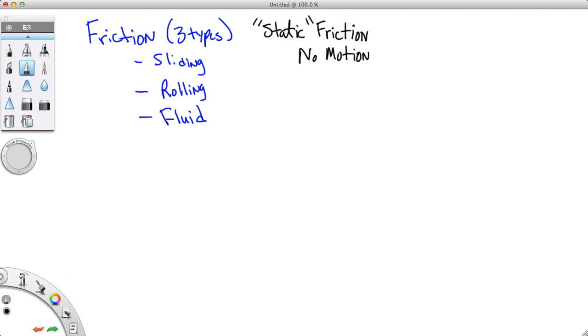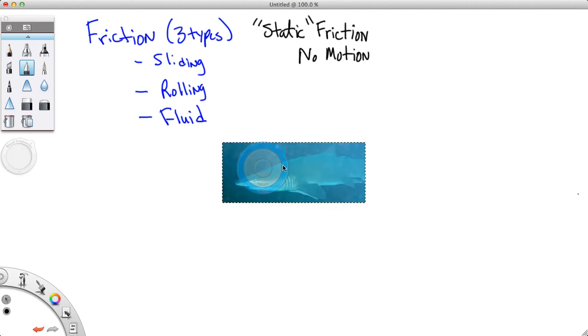You're sliding one object past another. Sliding a book across the table, that's sliding friction. The book eventually comes to a stop because the friction between the book and the table is resisting motion. Now, rolling friction is a little bit different, and I'll talk about that in just a moment. But before we do that, let's talk about fluid friction first.